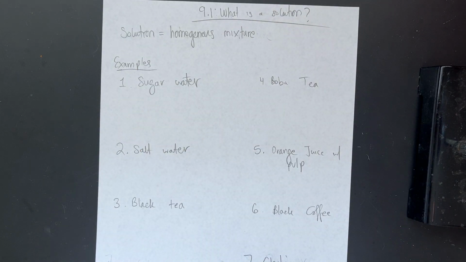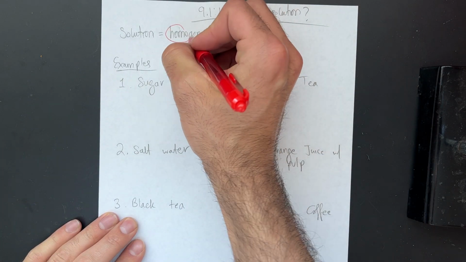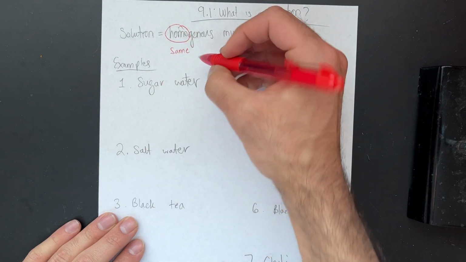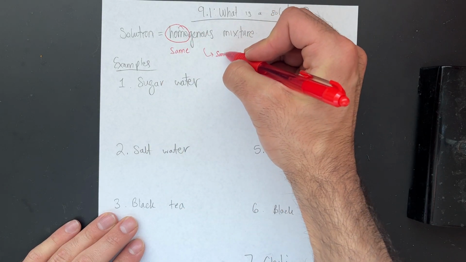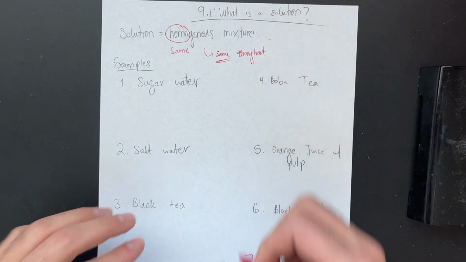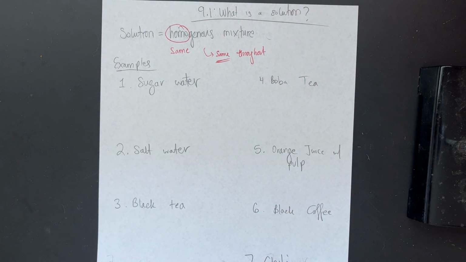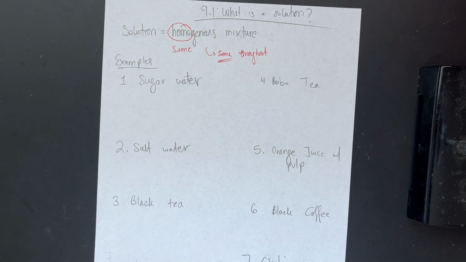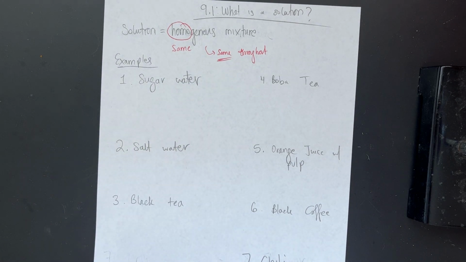and we said that a solution is equal to a homogeneous mixture. Keeping it short, where homo means same, and so a homogeneous mixture is a mixture that is the same throughout. It means that it's all one thing. For example, sugar water. If you drink sugar water, if it's stirred, the sugar has dissolved into the water, and thus it's one thing.